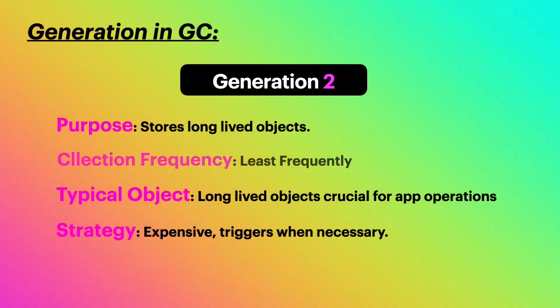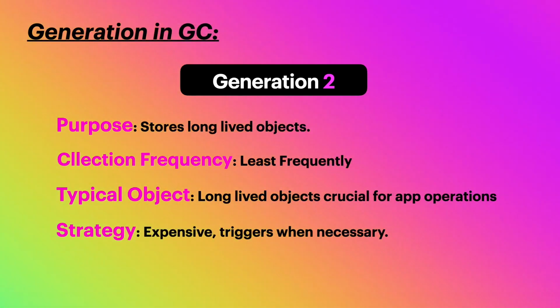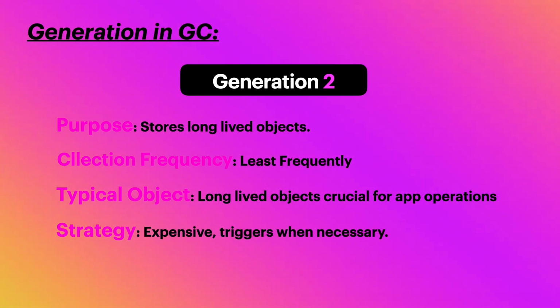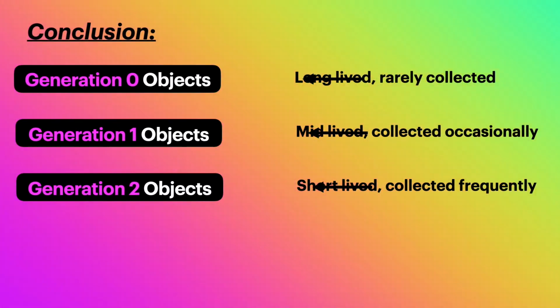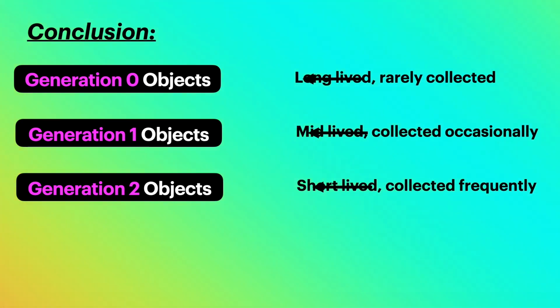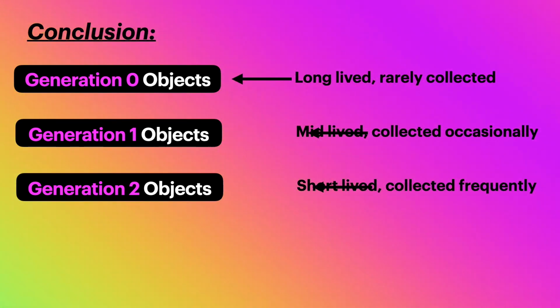The strategy here would be expensive, because we are keeping the object for a long time, and of course it will be expensive, and it triggers whenever required. So in a nutshell, we have generation 1, 2 and 3. Here it is mentioned as 1 1 1, but you can consider them as generation 1, 2 and 3.